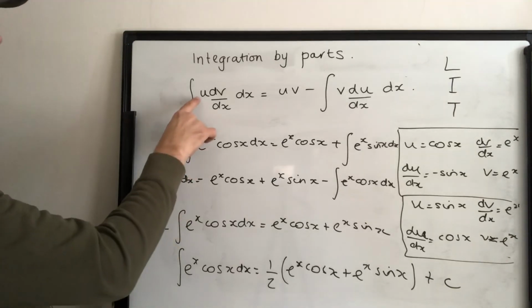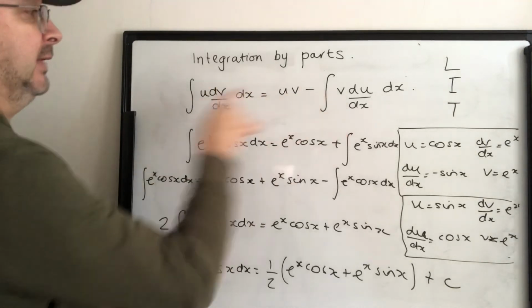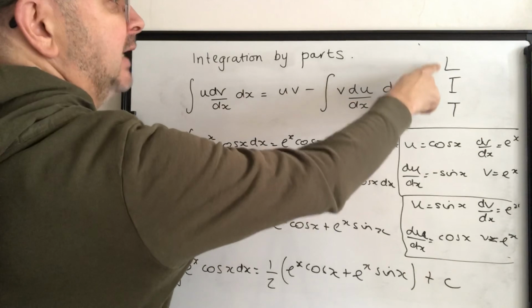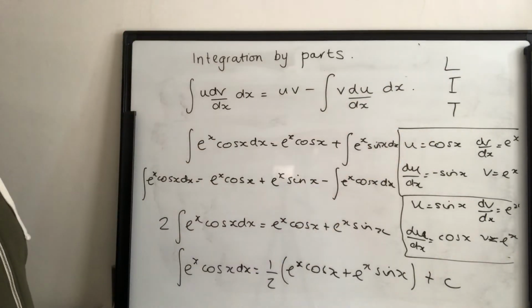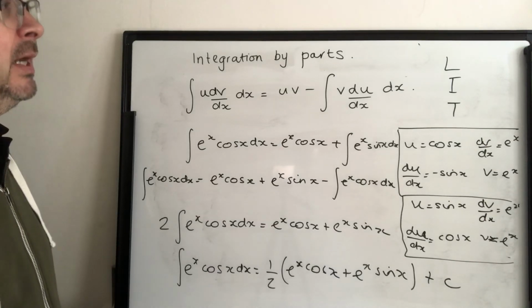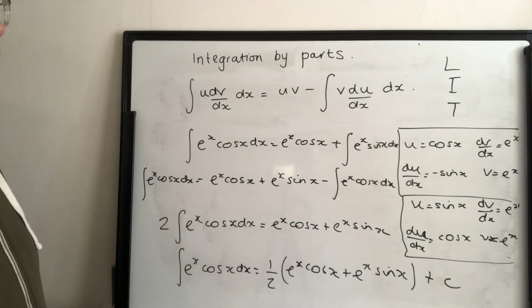So what's important is this letter here, the u, or if that's on your left-hand side, the v, you take following the LIT. L for natural logs. If you don't have natural logs, I for indices of x, which means x, x squared, x cubed. If you don't have that, then take the trigonometry as your u.